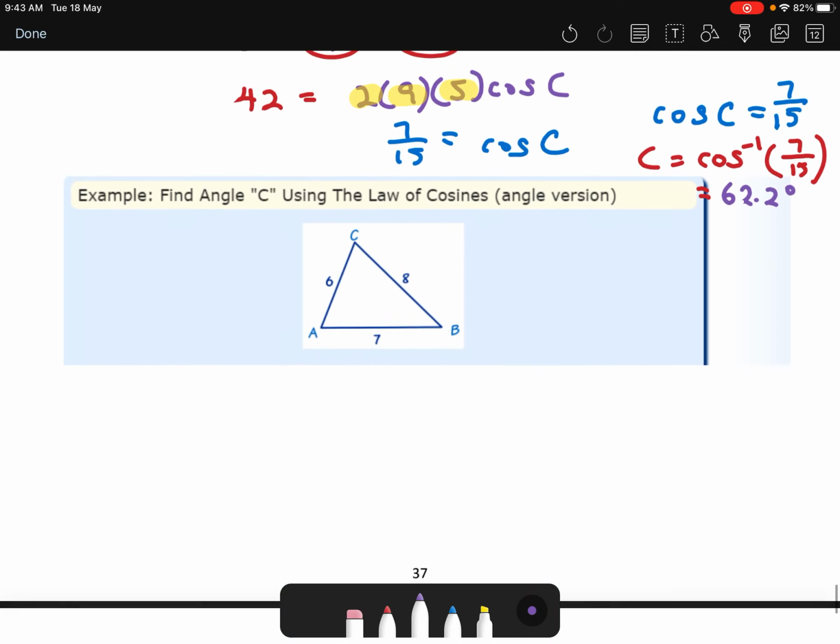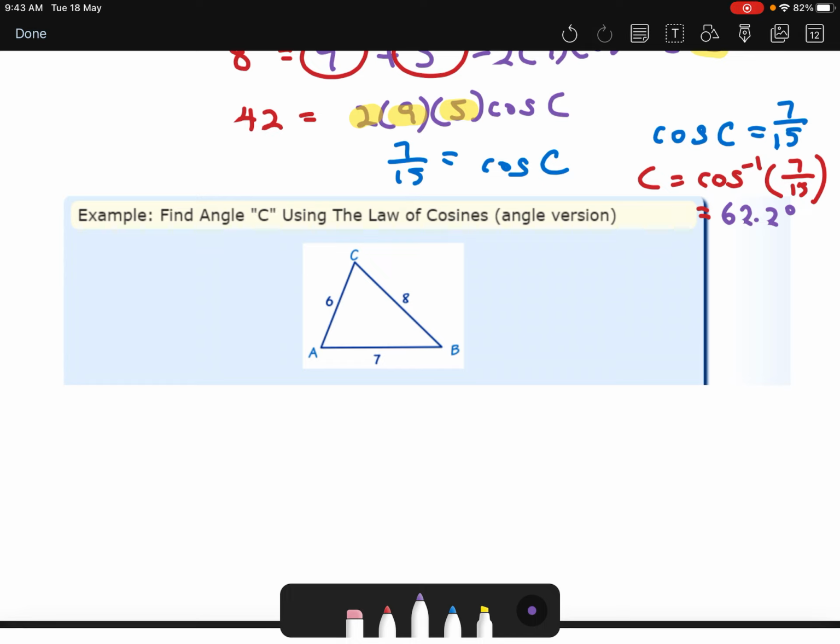Okay, so let's take a look at this example. This example is finding angle C, right? Angle C is this. Let's label side C, side A, and side B. Since you want to find angle C, you need to put your side C on the left hand side. So C square equal to A square plus B square minus 2, copy A and B, AB cosine C.